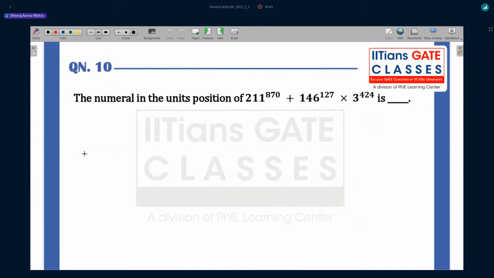And this is the usual model. When we start number system, we always talk about the unit digit concept, right? So the numeral in the unit position of 211 raised to power 870 plus 146 to the power 127 into 3 raised to power 434 424, right, is what? So you have to again answer this question. This is an 80, and 2 marks.